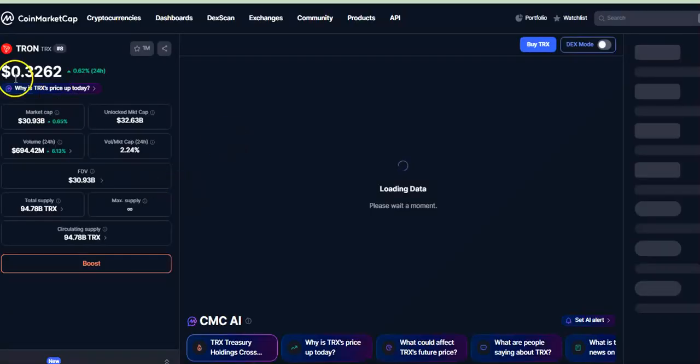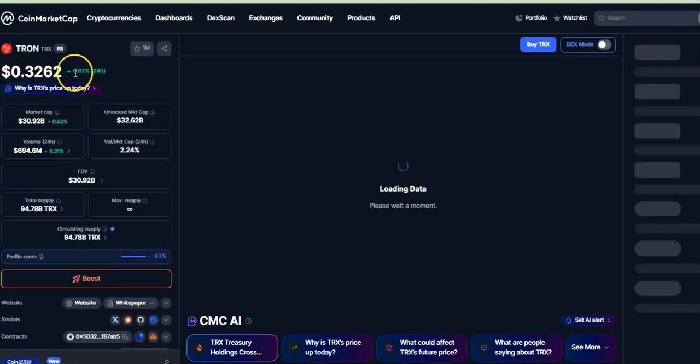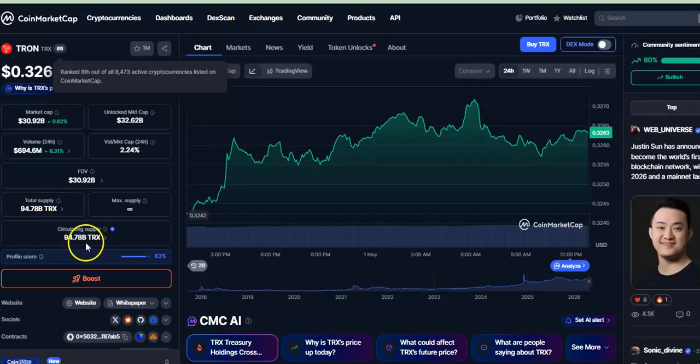You can see the current price is $0.3262 and it is up by 0.62%, and rank is around 8. Around 1 million users have invested in this cryptocurrency. Market cap is $30 billion, and the volume in 24 hours is 694 million. Total supply is 94 billion, and circulating supply is 94 billion.